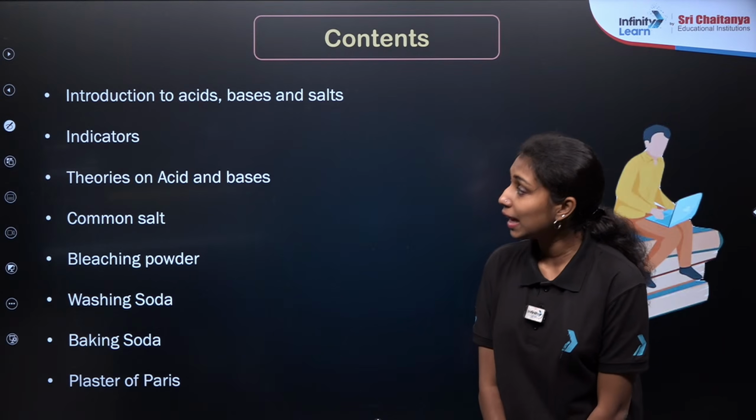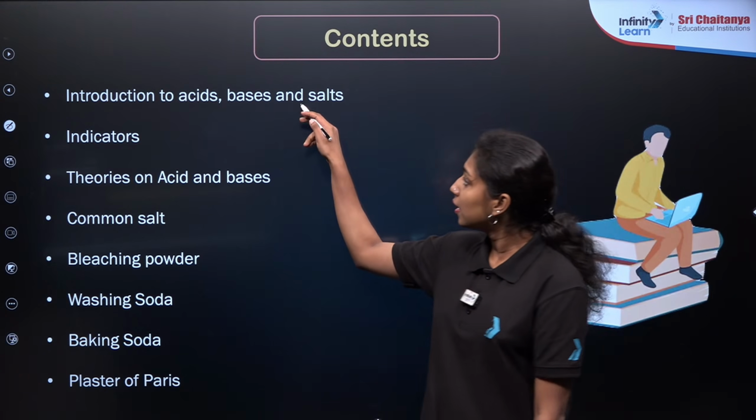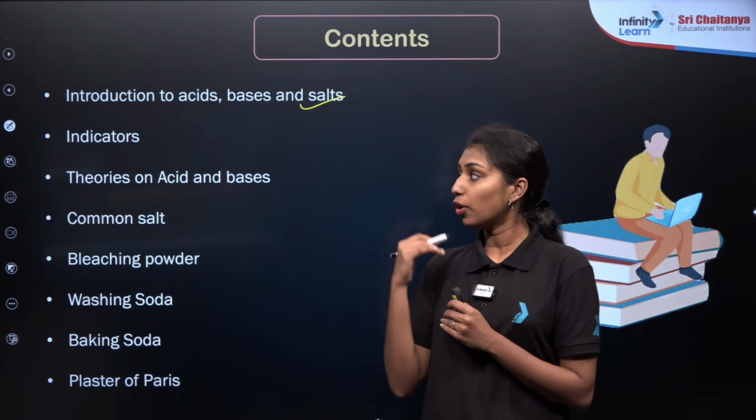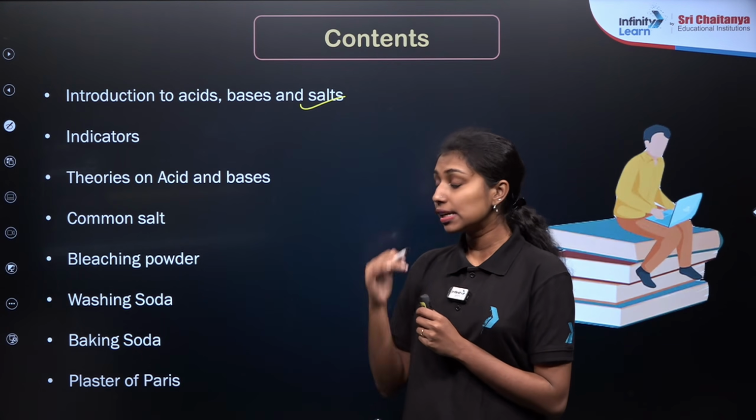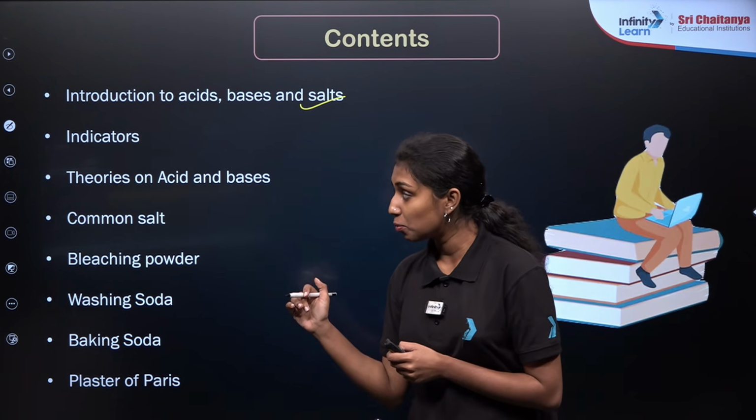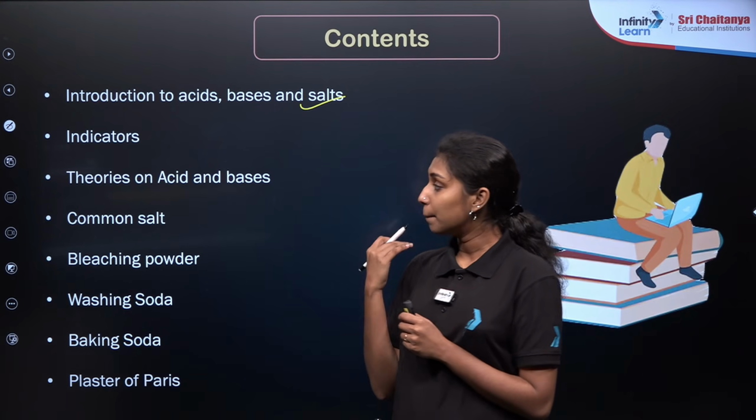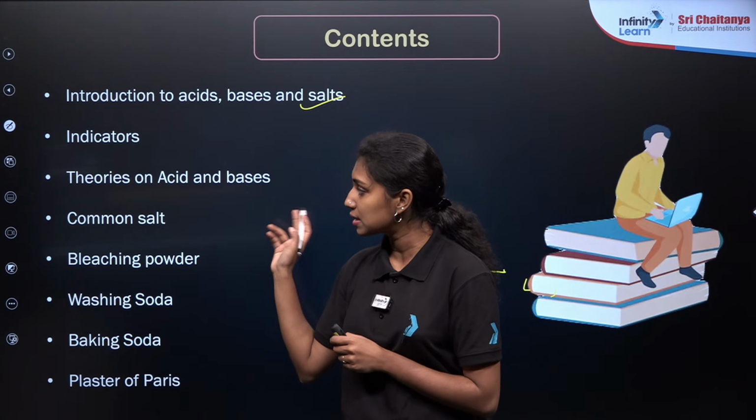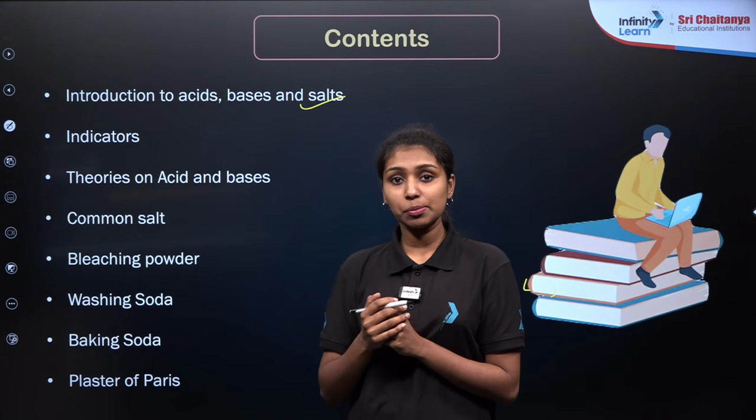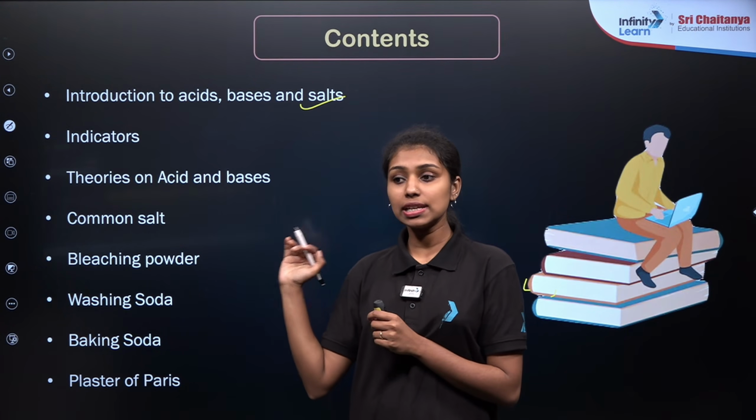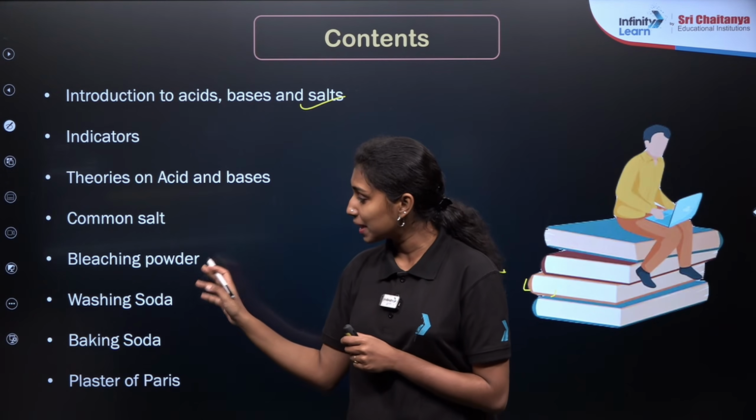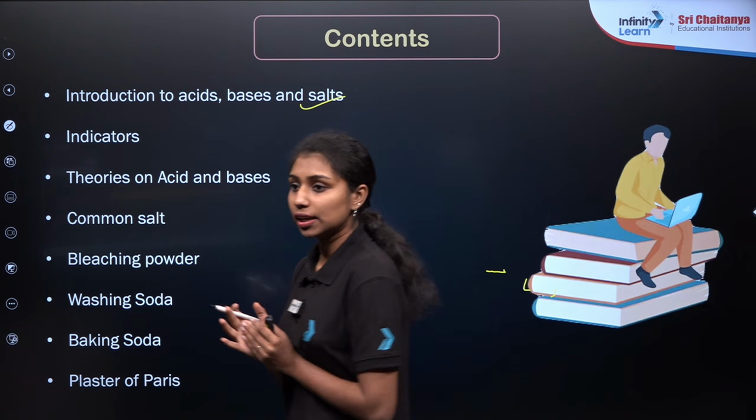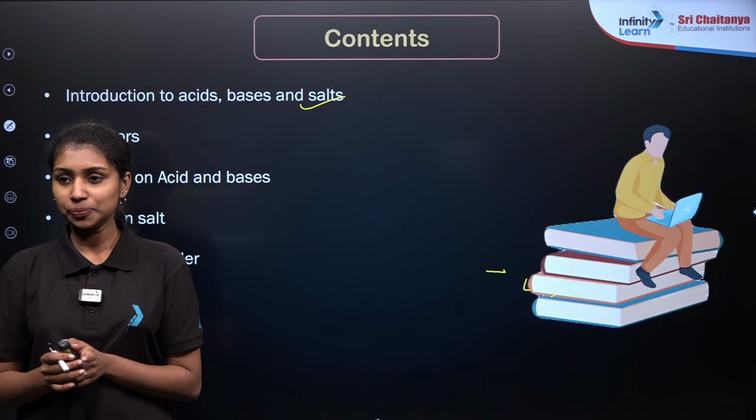First, the introduction to acids, bases and salts. Then, what do we mean by indicators? There are different types of indicators present. We will discuss the types of indicators, their color change and everything. Then we will discuss the theories on acids and bases. There are 3 different theories, and we will discuss them. After that, we will discuss different compounds based on salts: common salt, bleaching powder, washing soda, baking soda and plaster of Paris. This is the content of today's class.